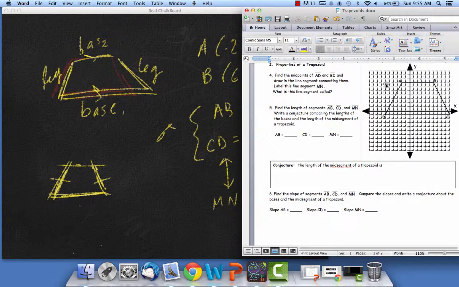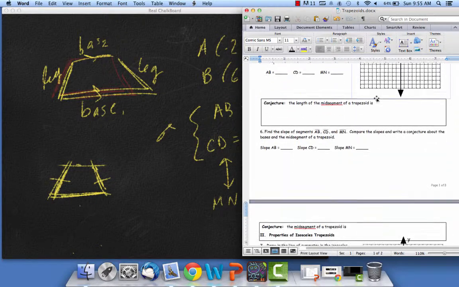Okay, what's the slope of AB? You can look at that, it's 0. The slope of CD is also 0. The slope of MN was also 0. So we're going halfway from two parallel things. So those all have slope 0.